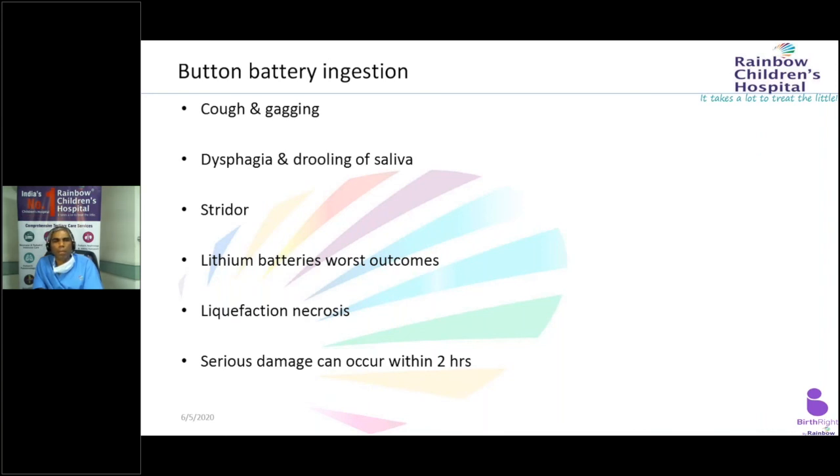They might present with a cough or gagging episodes, dysphagia, stomach pain. If it is stuck in the upper airways, they might present with stridor. Lithium batteries are notorious for causing perforation of the esophagus or the stomach, as they cause liquefaction necrosis. Button batteries can damage your esophagus and stomach within 2 hours. So it's quite important that whenever we come across accidental ingestion of a button battery, rather than waiting, we should refer them immediately to a facility where we have gastroenterologist services.